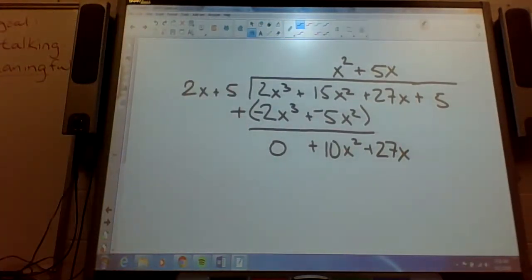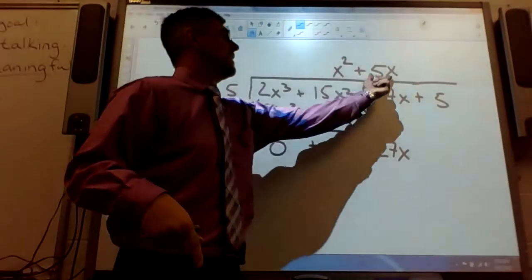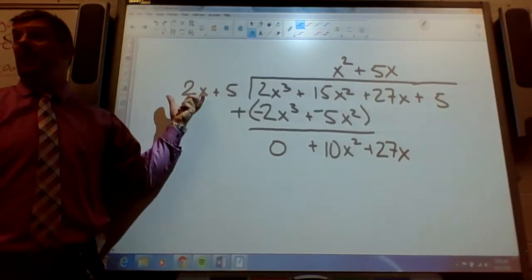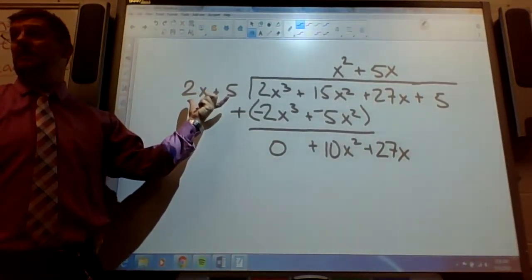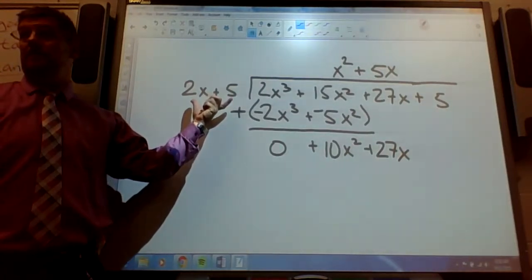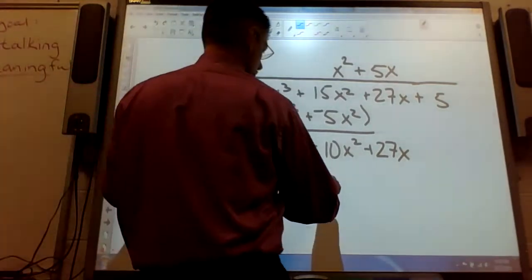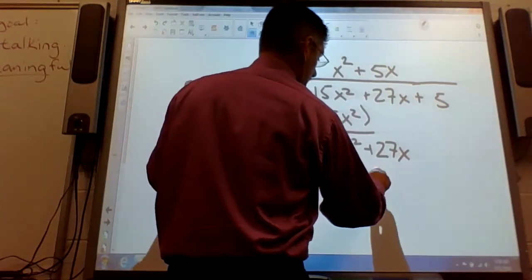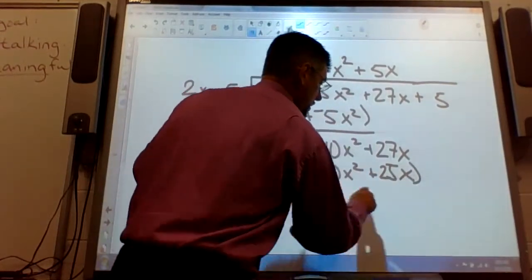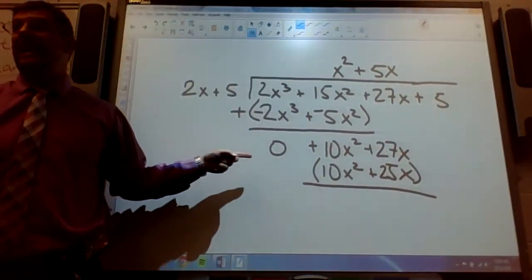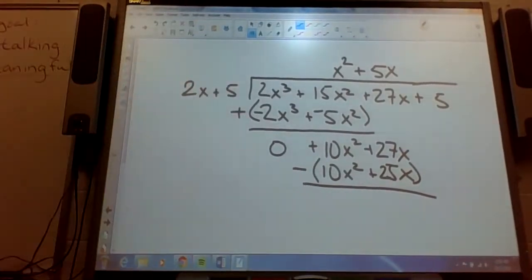All right. Now, let's do the same exercise that we did before. 5x. Remember that 5 I told you to forget? Breaking it out now. 5x times this whole business. Oh, 10x squared. 10x squared plus 25x. I put the parentheses around because I am subtracting the whole thing. Excellent, Stephen.